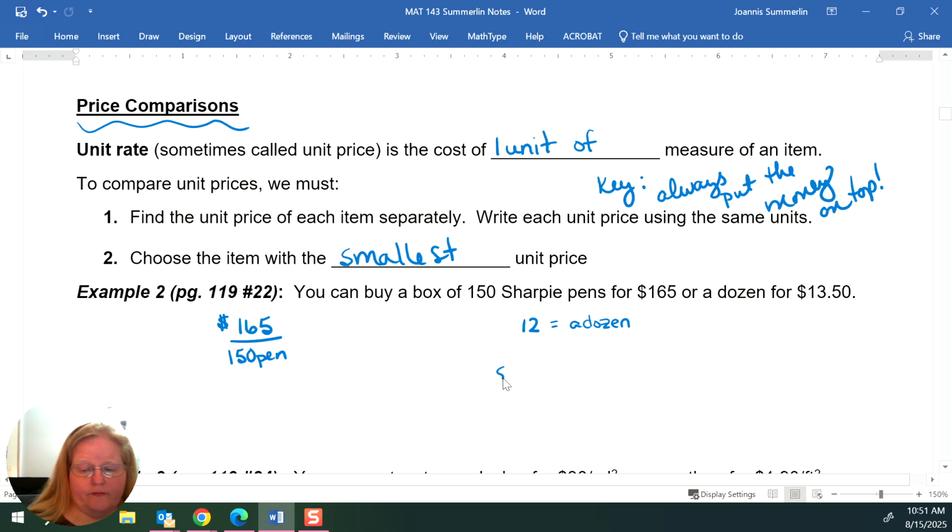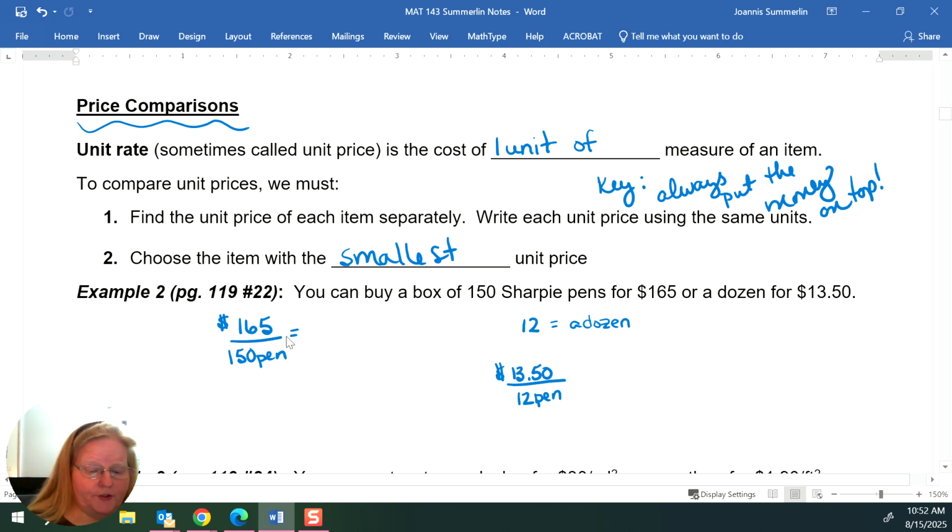For $13.50. So I need to stick my $13.50 on top and my 12 pens on the bottom. I need the same unit on the bottom, so I couldn't put dozen on the bottom. I needed to have the number of pens on the bottom. Couldn't put one box on the bottom. I needed to have the number of pens on the bottom.